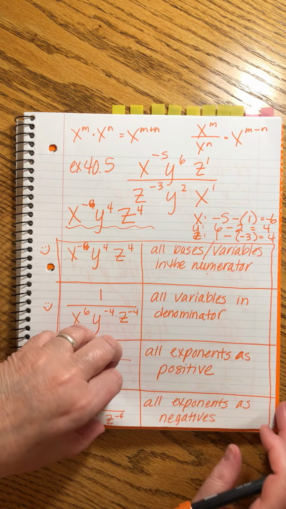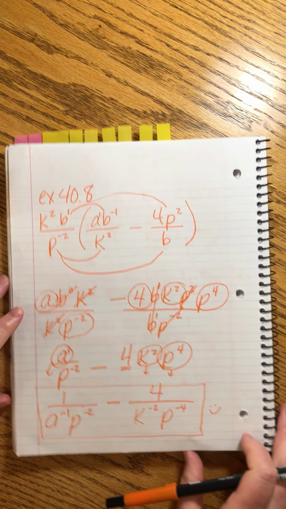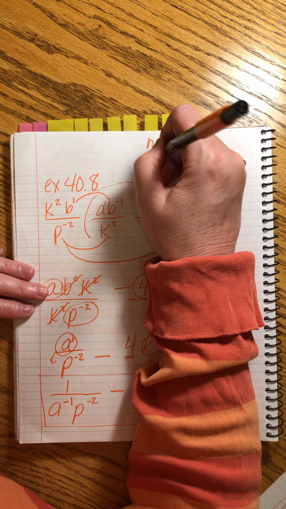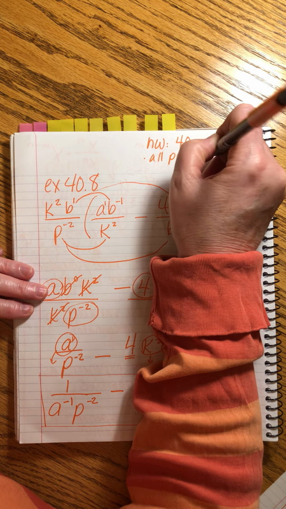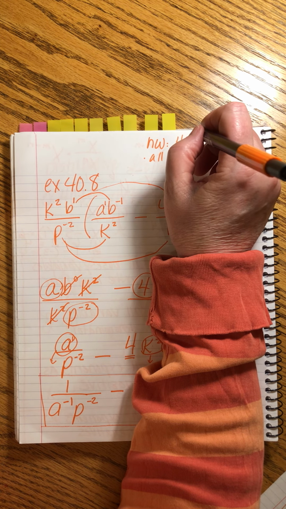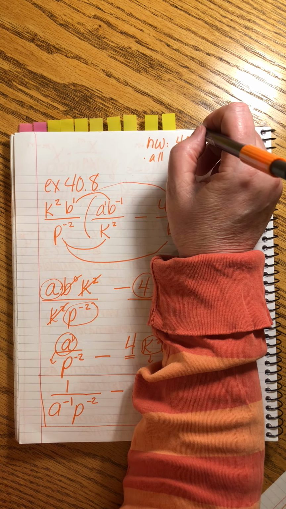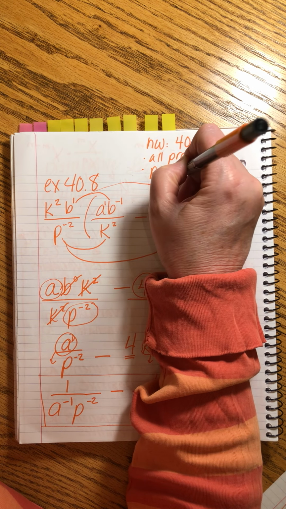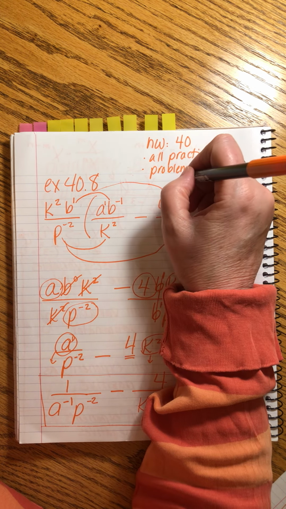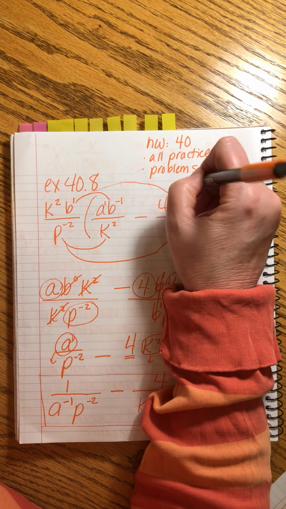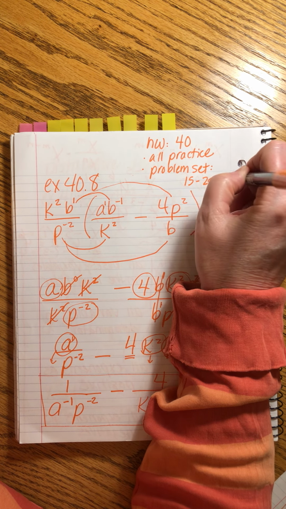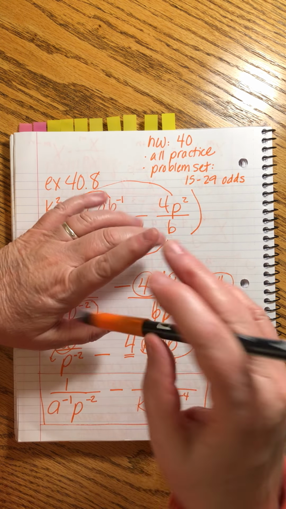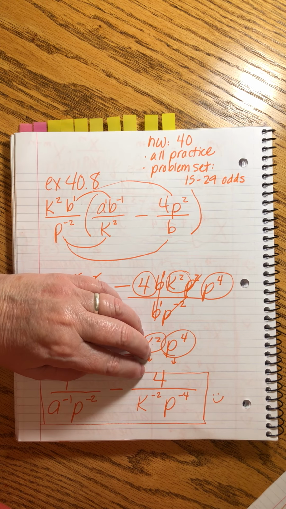All right, guess what? We are done. Let me give you your special Thanksgiving homework assignment. The homework for lesson 40. I want you to do all of the practice. And then, from the problem set, I want you to do 15 through 29 odds. Okay, so that'll be about 8 problems, right? 15, 17, 19, 21, 23, 25, 27, 29. 8 problems. Yay!